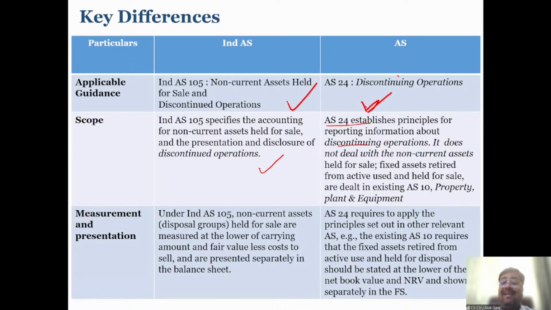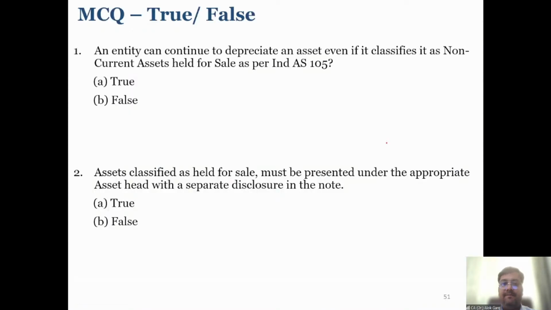Measurement and presentation, there is a detailed criteria given for NCHFS in your AS 10 and AS 26, because held for sale is taken care of by AS 10 and AS 26. And in Ind AS 105, there is a detailed criteria for classifying an asset as held for sale. There is a criteria for giving the accounting treatment of change in plan, but in accounting standards, such detailed guidance is not given. So in AS 10 or AS 26, it says that if the fixed asset is retired from active use and held for disposal, it has to be recognized at the lower of its net book value and net realizable value. So that is what is written in the accounting standard. So this is the only difference, right?